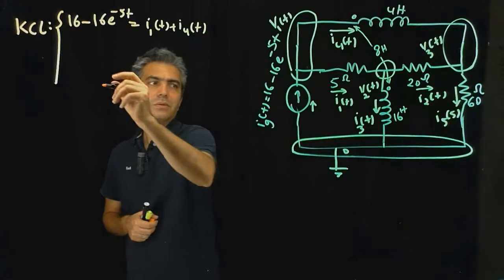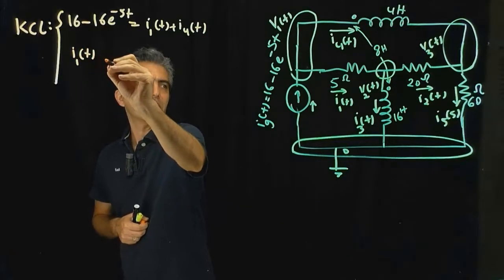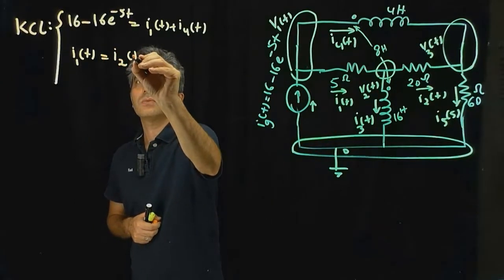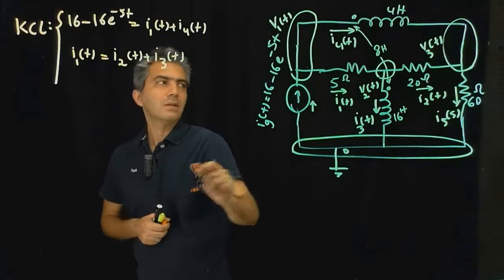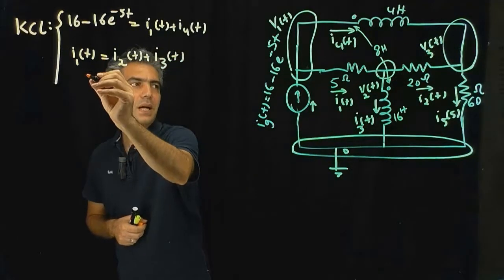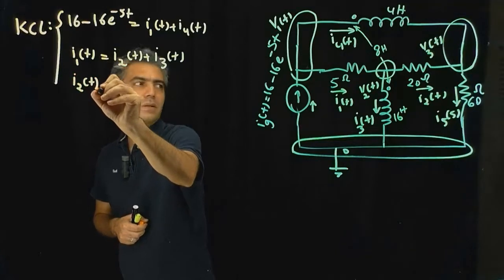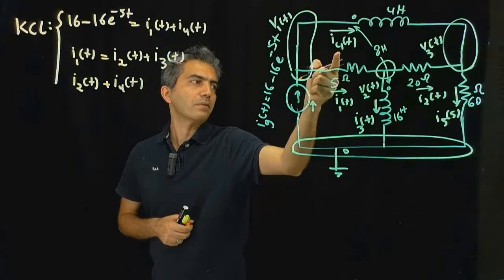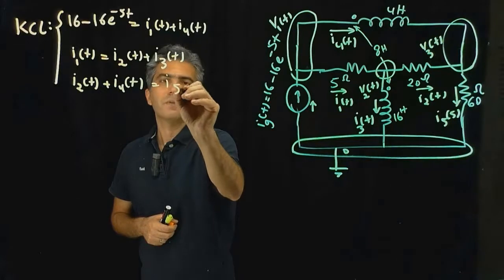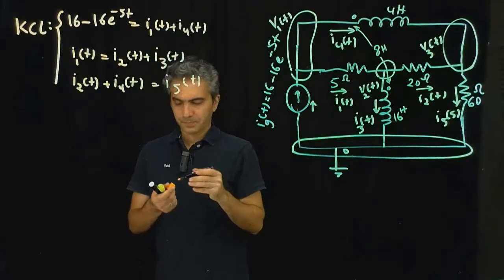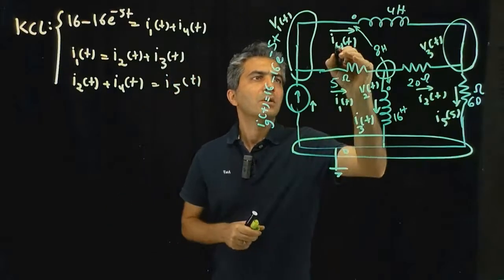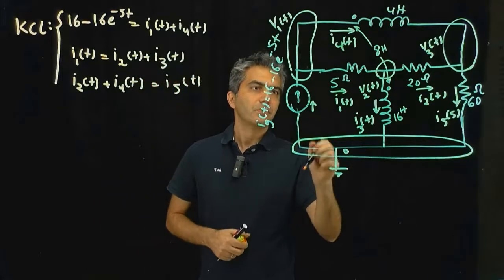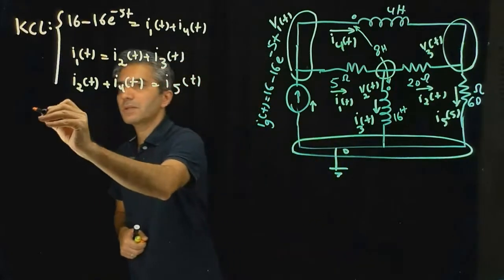For this node in the middle, we have I1(t) going in, and then I2(t) and I3(t) are leaving that node. So that's equal to I2(t) plus I3(t). For the node at the end, we have I2(t) going in, I4(t) is going in, and then that's equal to I5(t) leaving that node. Okay, so those equations conclude our KCL equations, and then we move on to the equations for components.